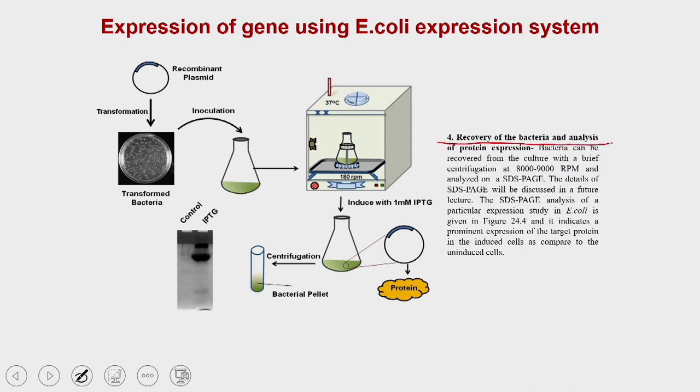Then you will recover the bacterial cells simply by centrifugation. That gives you a bacterial pellet, which you can lyse with the help of SDS as well as other kinds of detergents, and then you can analyze it on SDS-PAGE. As you can see here, this is the control bacteria, which means untransformed or uninduced bacteria, and this is the IPTG induced bacteria. What you will see is enhanced production of that particular protein compared to all other proteins. So you will see a prominent expression of the target protein in the induced cells as compared to the uninduced cells.